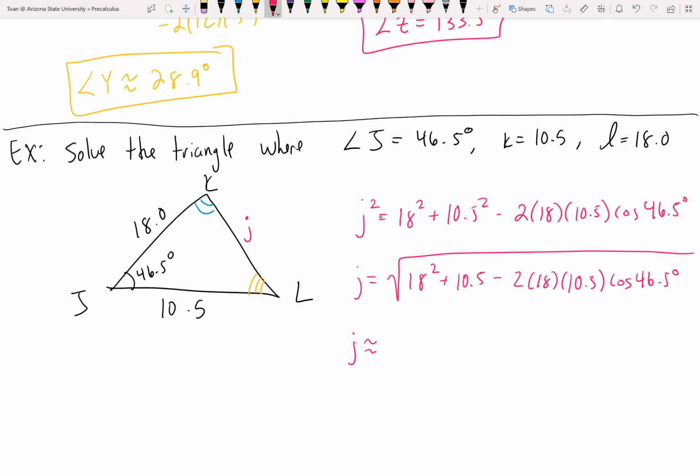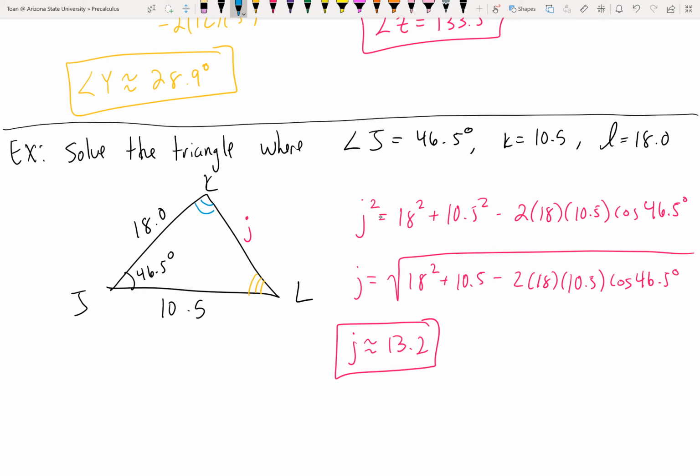So J is approximately 13.2. Right. So now I have J. I can solve for angle K and angle L. Technically speaking, we have an angle-opposite-side pair. We could use law of sines. It is a bit faster, but in theory, you could use law of cosines as well.